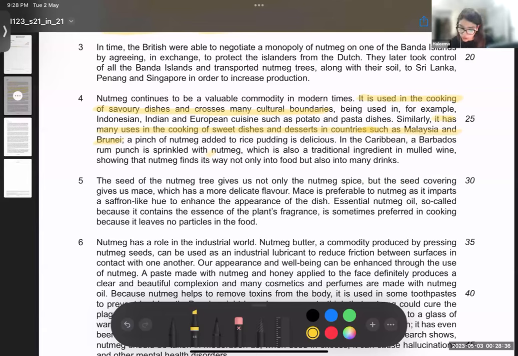Then we move on to our next content point, which is going to be in the 5th paragraph. Also this one, nutmeg finds its way not only in food, but in many drinks as well. They've given you an example, but you don't need to include that in your content points. You can just talk about how it's used in savory foods, sweet foods, and drinks. So that's 3 content points so far. Then you have the next paragraph where they talk about how the seed covering is used for mace, which has a more delicate flavor. Now, this is an opinion.